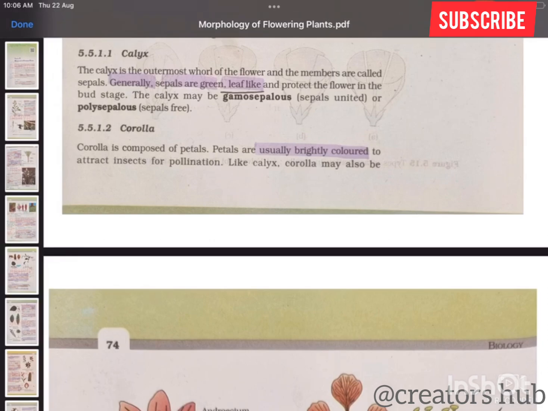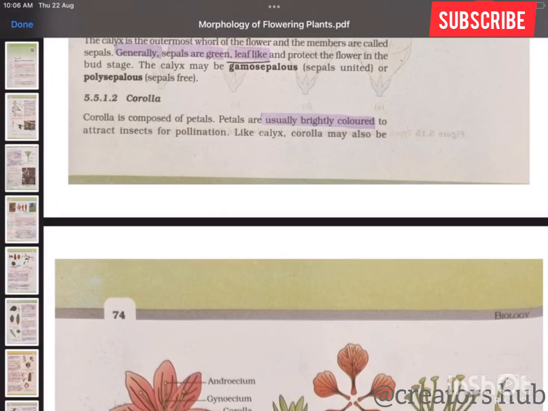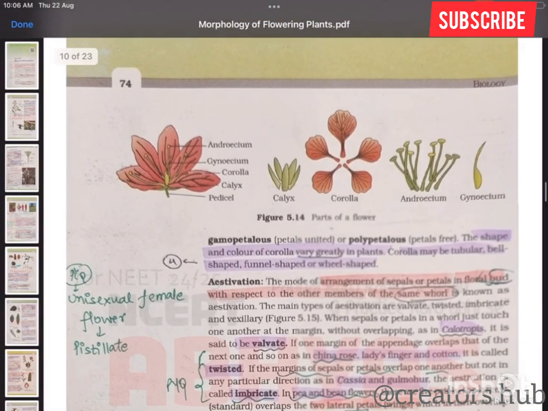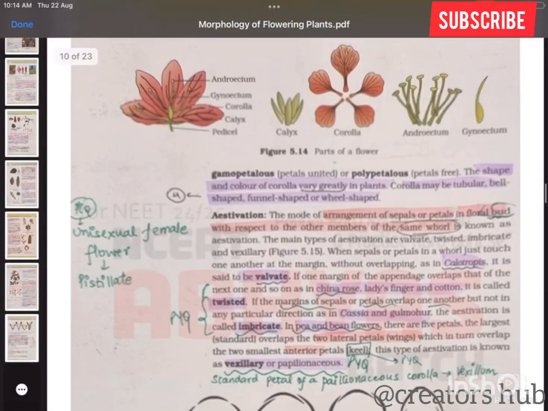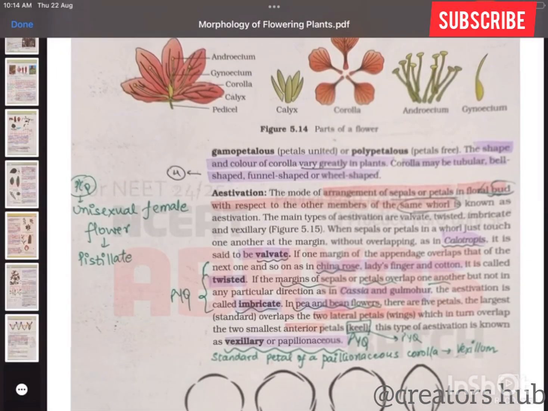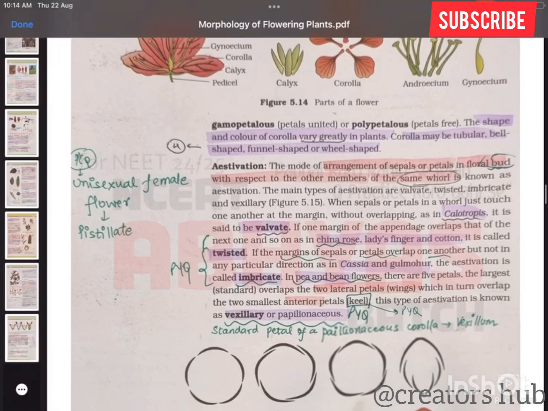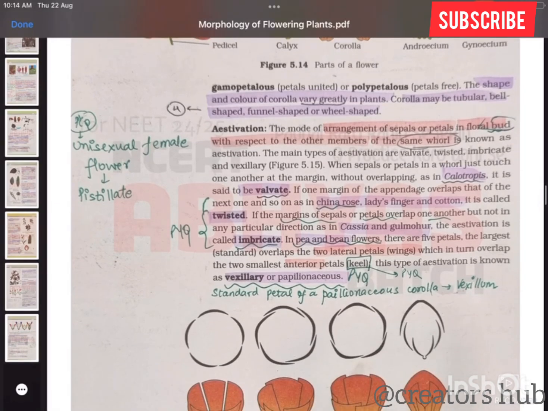The calyx may be gamosepalous, sepals जिसमें united होते हैं, और polysepalous जिसमें free होते हैं. Corolla is composed of petals. Petals are usually brightly colored to attract insects for pollination. Like calyx, corolla may also be gamopetalous, petals united, or polypetalous, petals free. The shape and the color of the corolla vary greatly in plants. Corolla may be tubular, bell-shaped, funnel-shaped, or wheel-shaped.